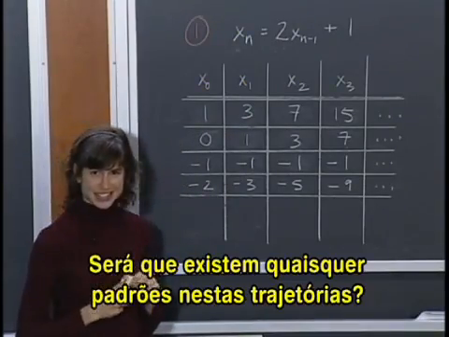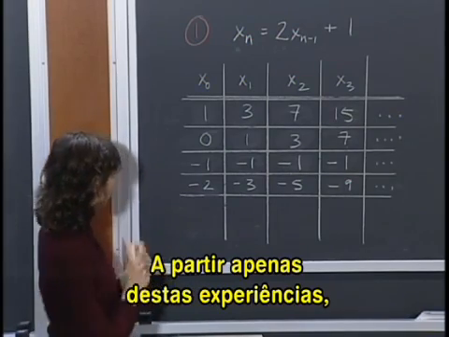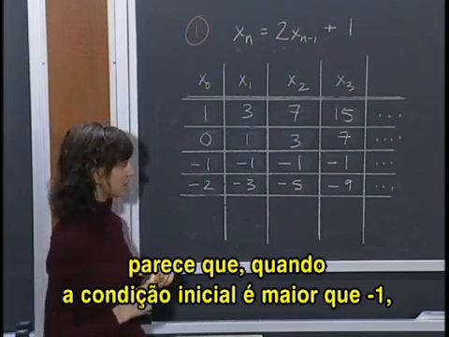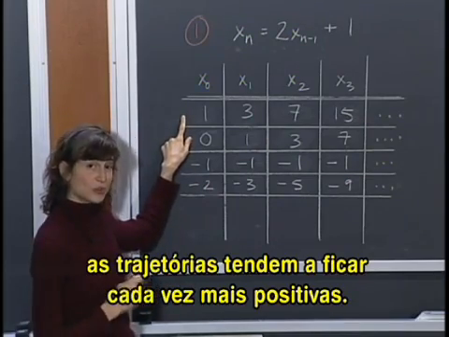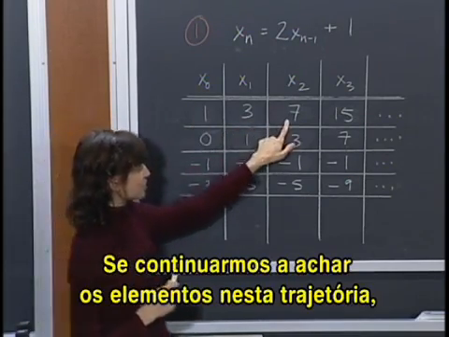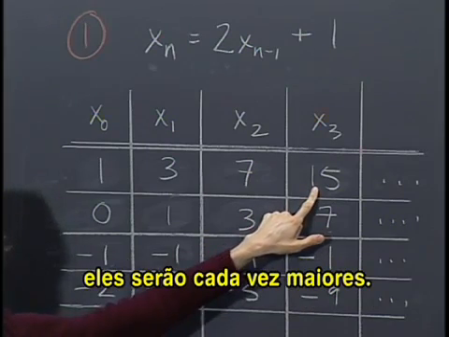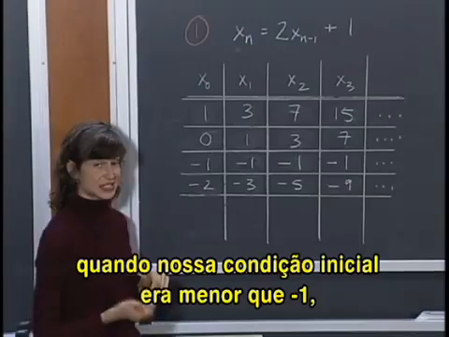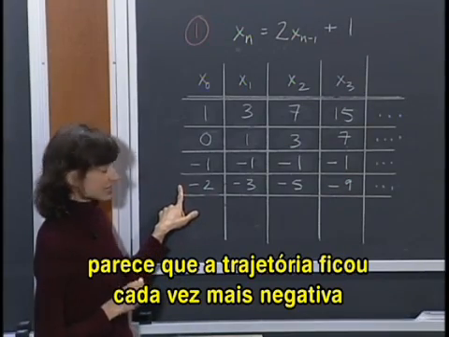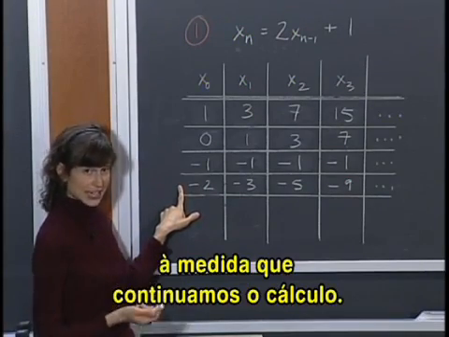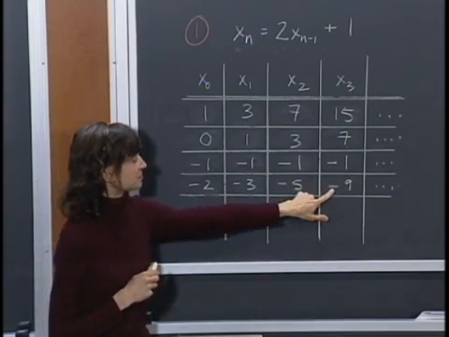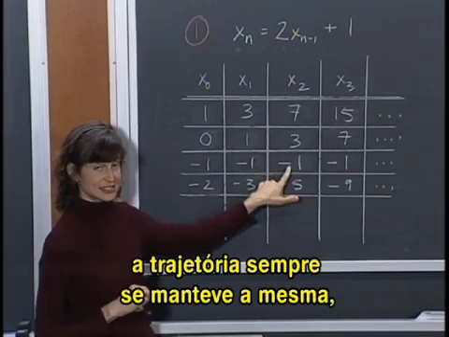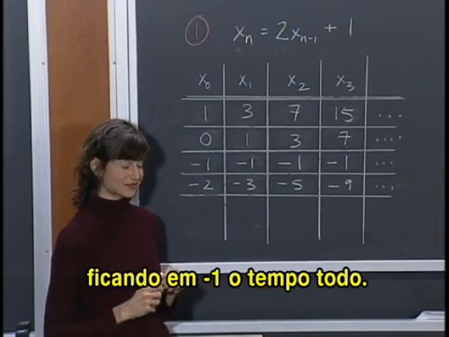So are there any patterns in these trajectories at all? Well, just from these experiments, it looks like when our initial condition is greater than minus 1, then the trajectories tend to get more and more positive. So if we continued computing the elements in this trajectory, they would just keep getting bigger and bigger. Similarly, when our initial condition was less than minus 1, it looks like the trajectory became more and more negative the further we went. But when our initial condition was exactly minus 1, the trajectory always stayed the same. It always stayed at minus 1.